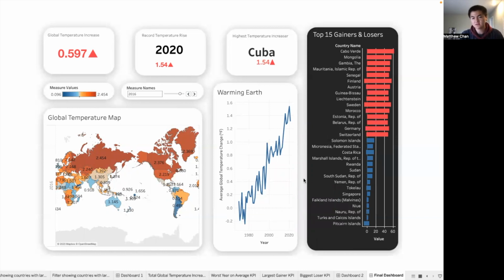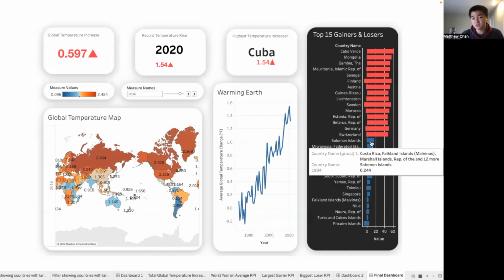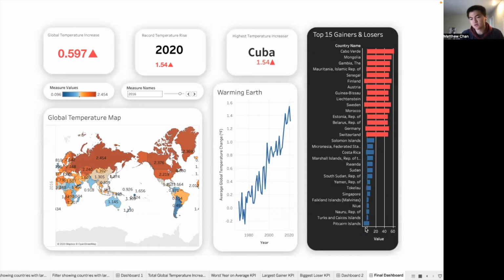The last section I have right here, I thought was a really interesting portion of my dashboard. It shows the top 15 gainers and losers in temperature. And this is important to the narrative of climate change. It's not just global warming. It's also a conversation and an issue of certain countries losing temperature, getting colder as well.